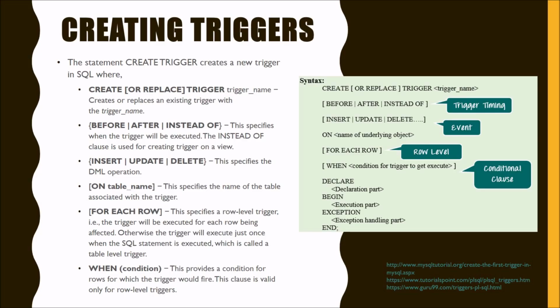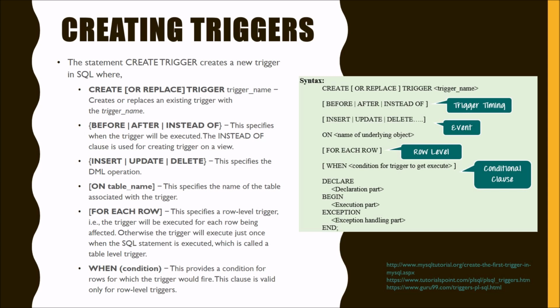So how do we actually create a trigger in SQL? Information from the website mysqltutorial.com, which this slide is based on, shows us exactly how to create a trigger using the create trigger statement. If we follow the syntax on the right, we first need to type create or replace trigger, followed by its name. This line creates or replaces an existing trigger with whatever name we've given it.